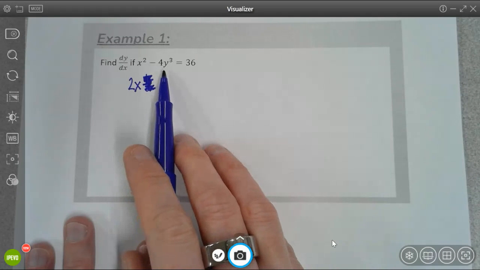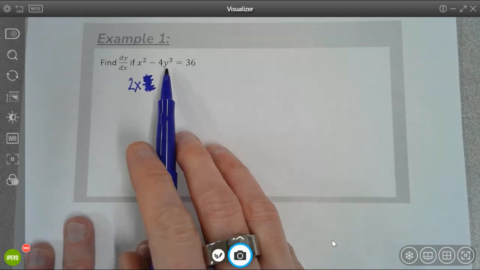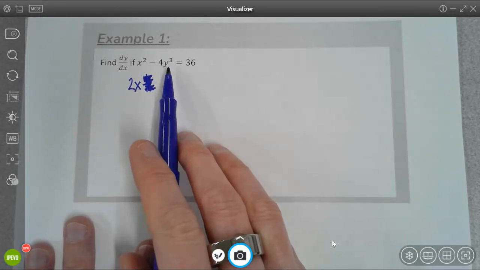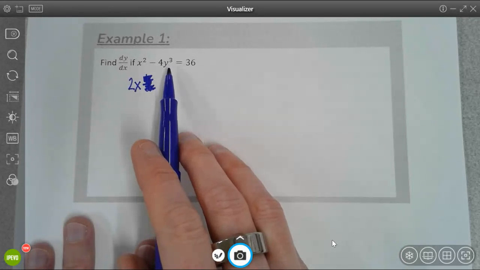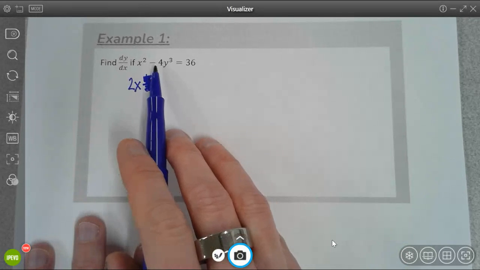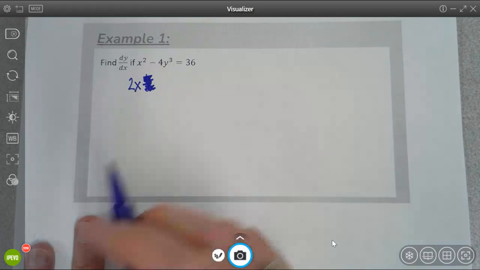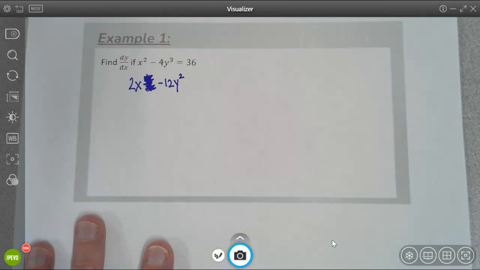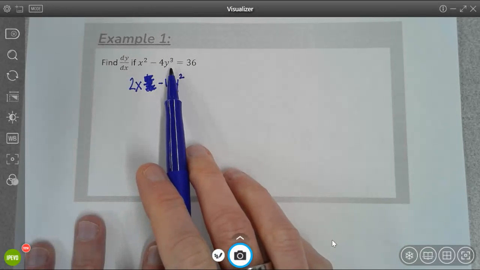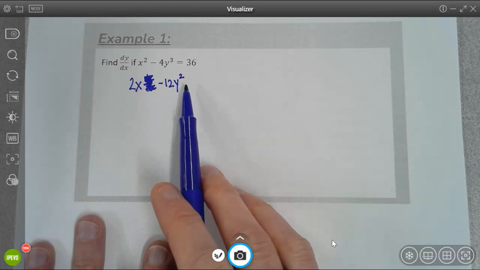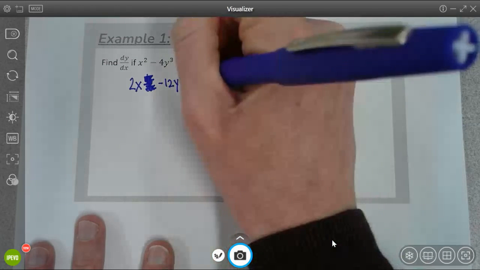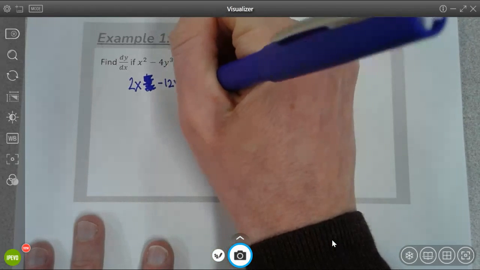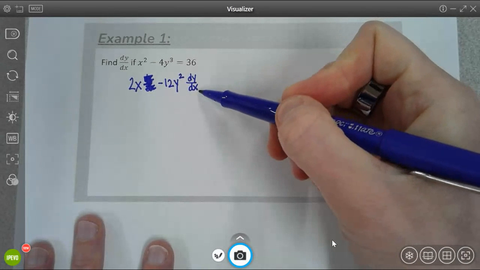But what's happening over here in this one is now I'm not differentiating a variable x with respect to x. I'm differentiating y with respect to x. So I'm actually going to apply the chain rule on this guy, where I take the derivative of the outer function using my power rule. So I would get negative 12y squared. And then I have to multiply by the inner function. And in this case, my inner function is y. So the textbook will put this as negative 12y squared times y prime. Again, I like to use dy dx to show that I'm taking the derivative of y with respect to x.